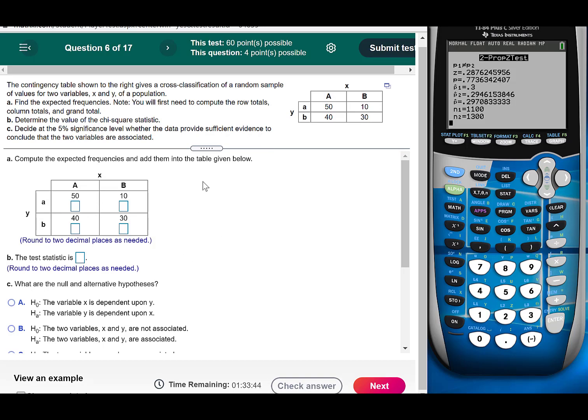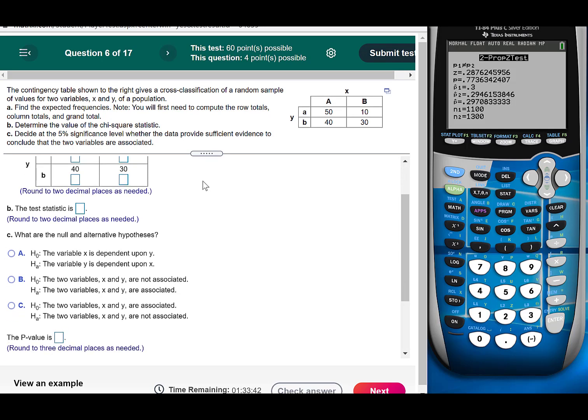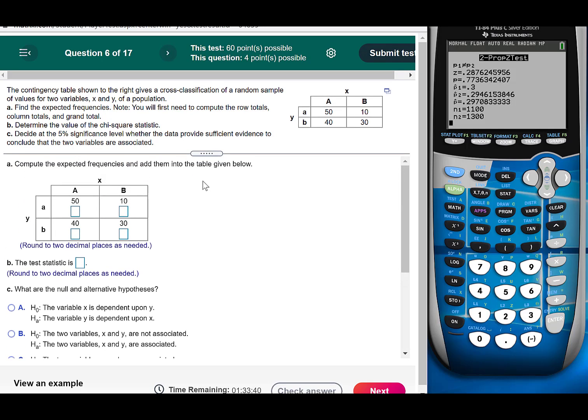All right. This is section 12.2. If you are in my Math 141 section 59, don't worry about this question, because 12.2 is not included on the test. The contingency table shown to the right gives you a cross classification of a random variable of values for 2 variables, X and Y, of a population. Find the expected frequencies. Note, you will first need to compute the row totals, column totals, and grand totals.